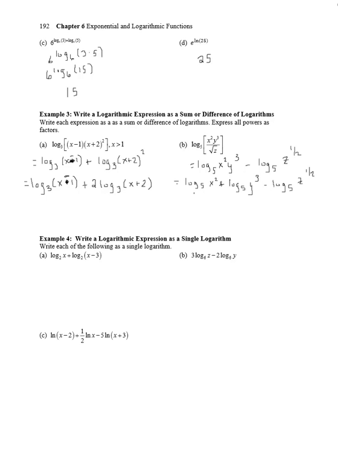Now we can just bring all our exponents down in front, so we have 2 log base 5 of x plus 3 log base 5 of y minus 1/2 log base 5 of z. Okay, so that was breaking up products and quotients into sums and differences. Now let's go back the other way.